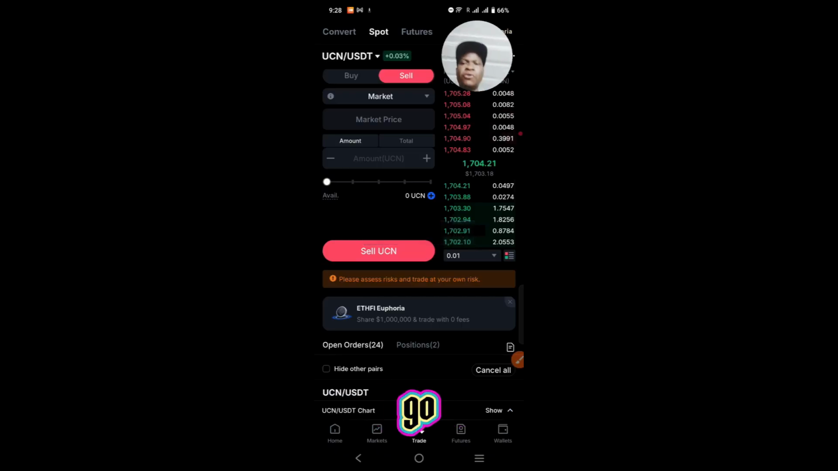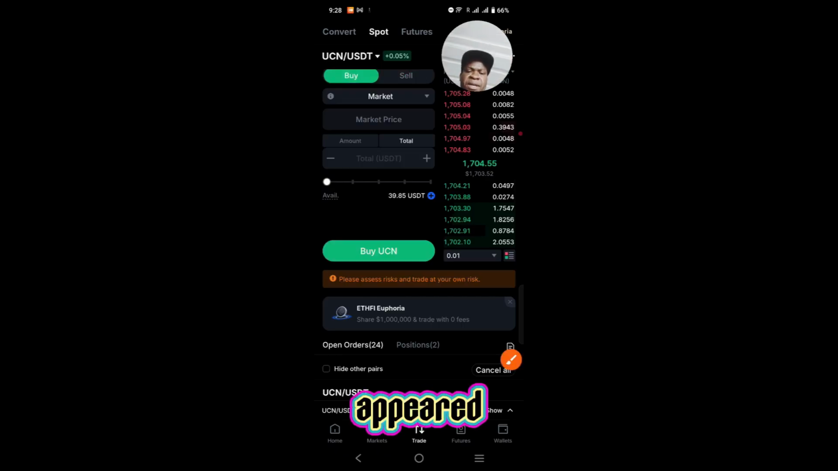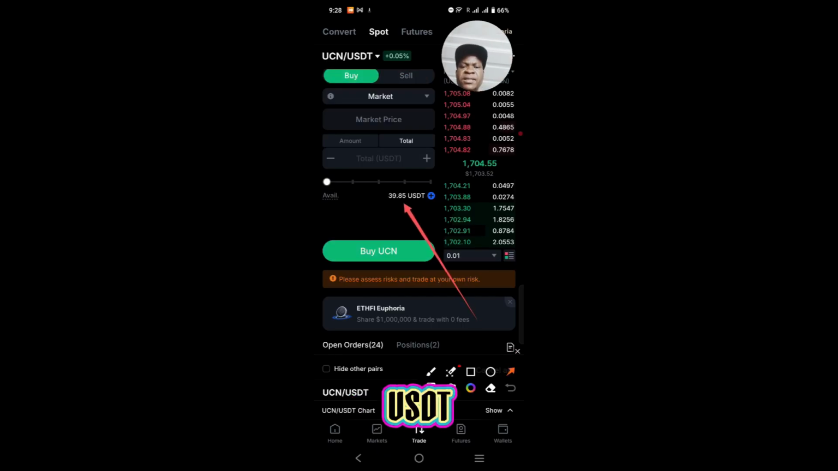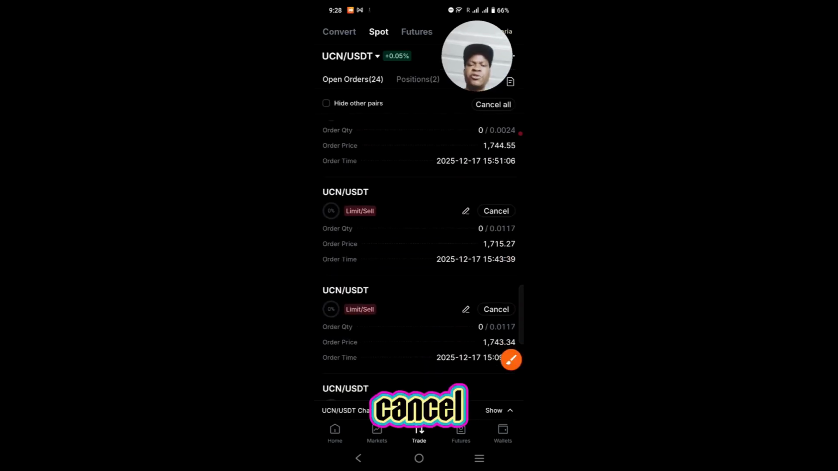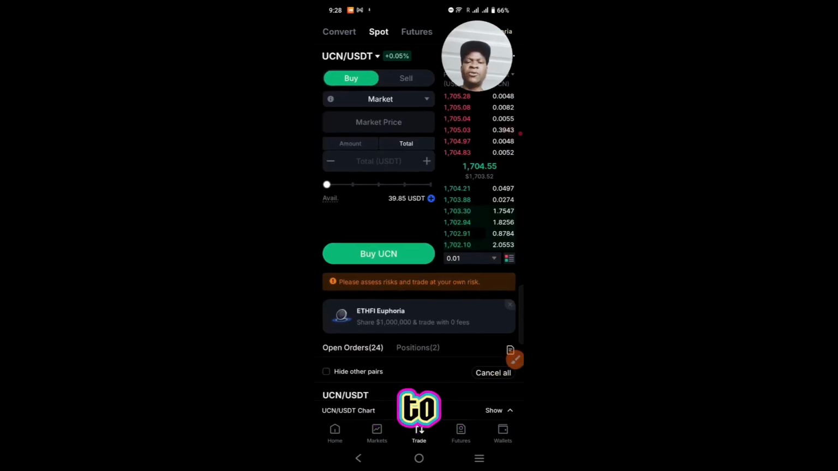Now, if you go to buy, you will see that USDT has appeared. That amount of USDT has appeared here. So you see, we've been able to collect our USDT. Now let's assume I wanted more. All I need to do is to go there below and cancel more, to get my cash out in USDT. Of course, once it's in USDT, you know what to do with it.